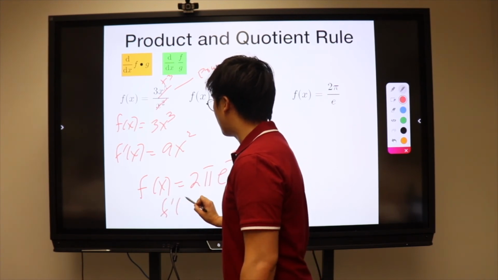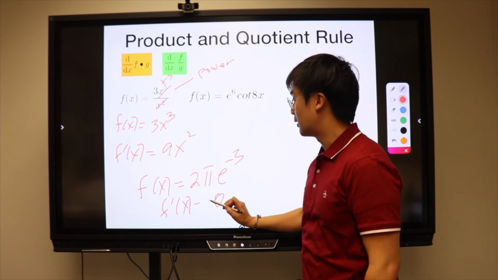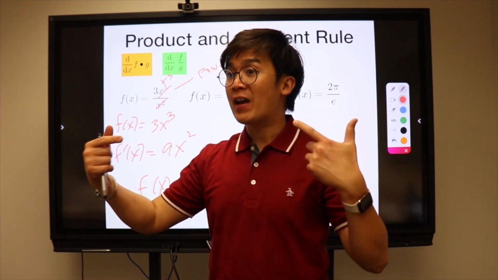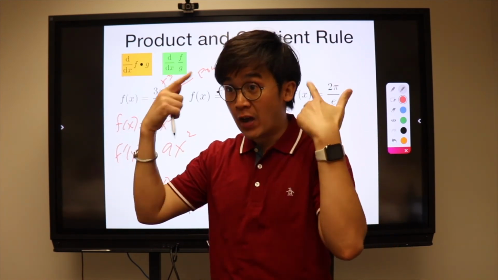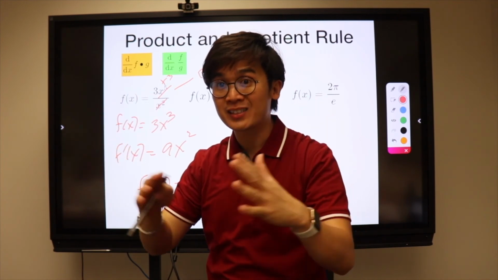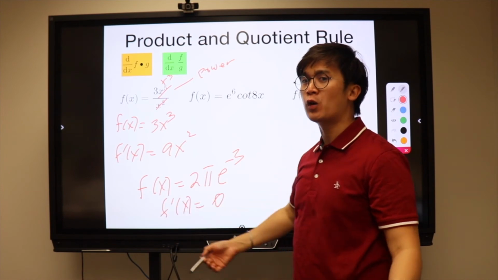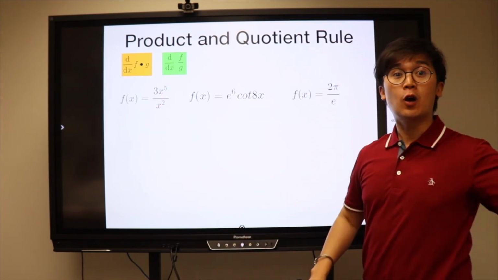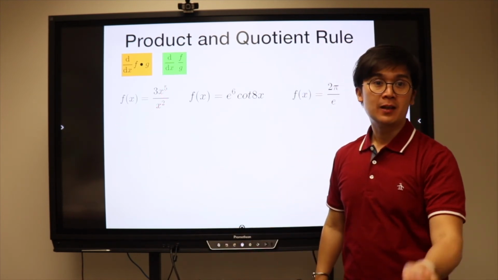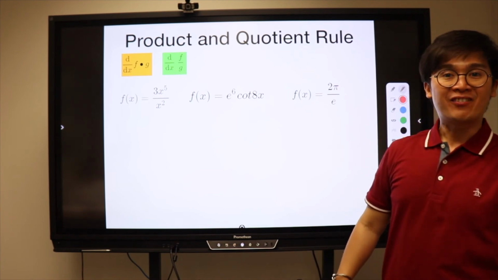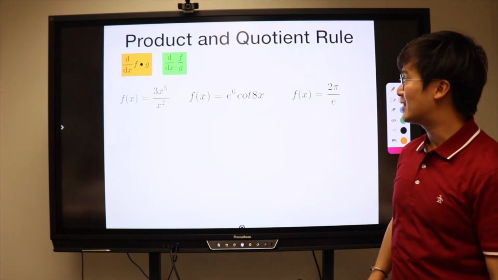This is like taking the derivative of 2 pi e to the negative 3. What is the derivative of this function? 0. You need to develop the eye. And again, developing the eye with calculus takes practice and mastery. So it's okay if you use the quotient rule because everybody goes through that stage. But the more you see a fraction or function, the more that it gets easier.